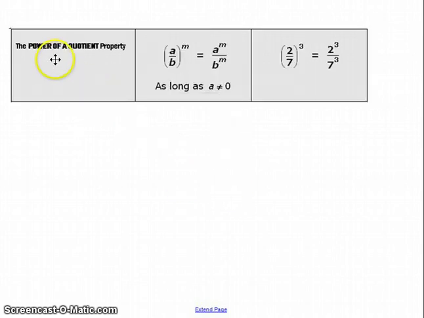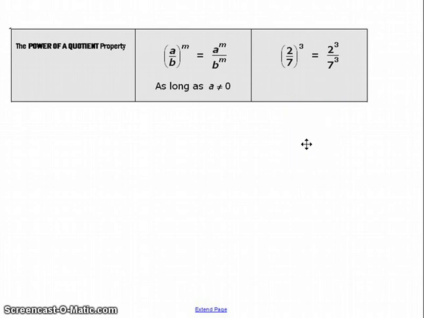The next property is the power of a quotient property. If you've got an exponent outside parens, you can, if you prefer, distribute it to the 2 pieces inside. So it becomes a to the m over b to the m, or in this case, 2 cubed over 7 cubed. Now I will expect you to know that 2 cubed is 8. So this really isn't finished. This is what the textbook wrote. It's really 8 over 7 cubed.